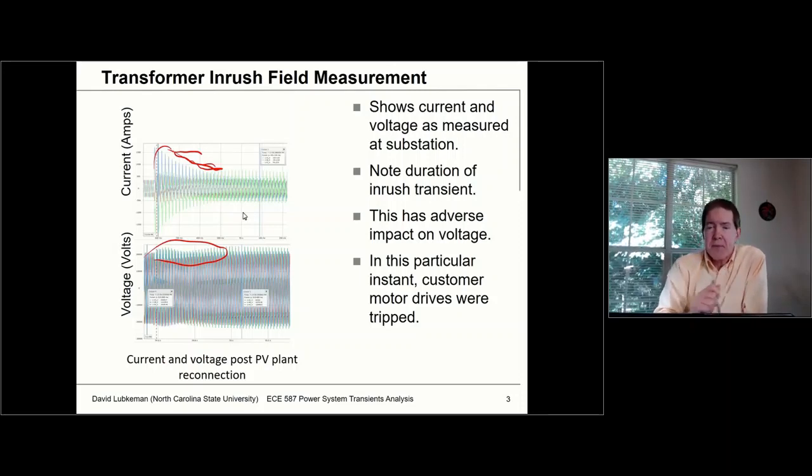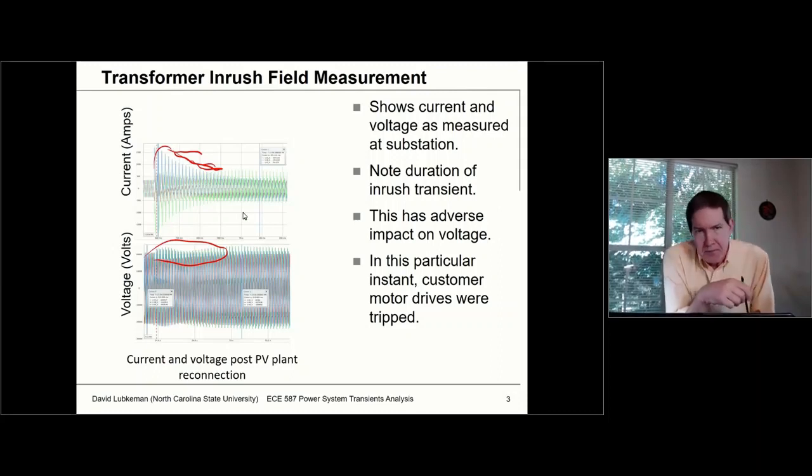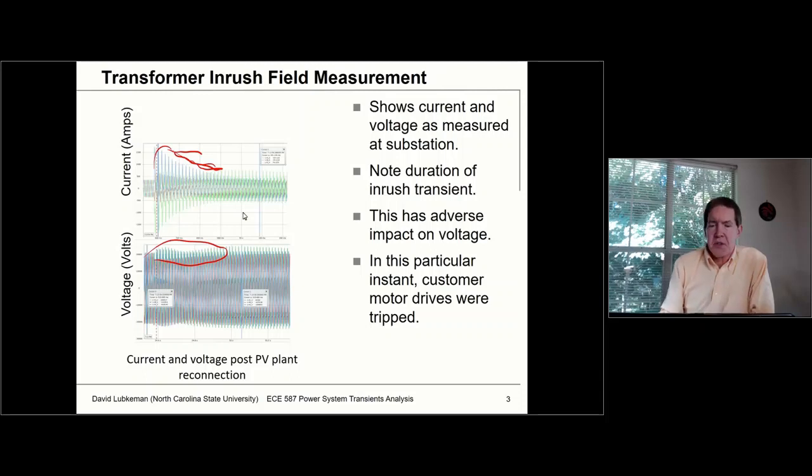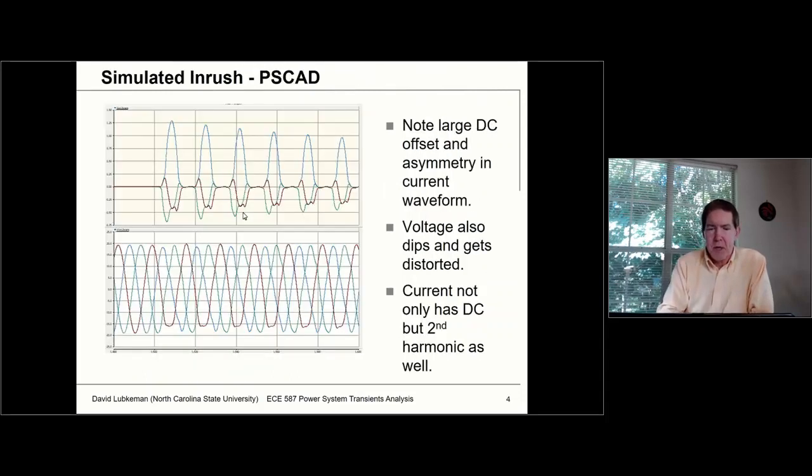So anyway, because of this, what a lot of utilities are actually starting to do now when they do these large PV system interconnection studies is they're running this additional screening. They're actually testing to make sure whether this transformer inrush is going to cause a problem or not. So anyway, we can model this in PSCAD. We can actually simulate this in EMTP style programs.